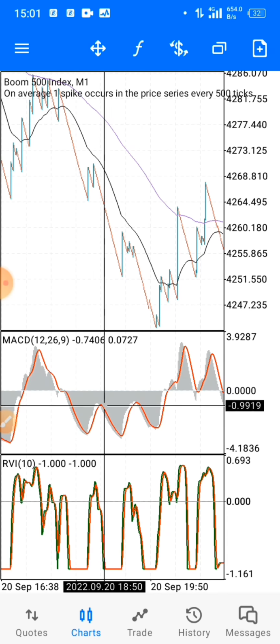So right here the EMA is crossed. That's the first condition. The MACD is below the 0 level, second condition. And now we are entering when the RVI crosses above the 0 level. And right here we don't have any trades because it crossed below the 0 level. So that's what we'll be doing.